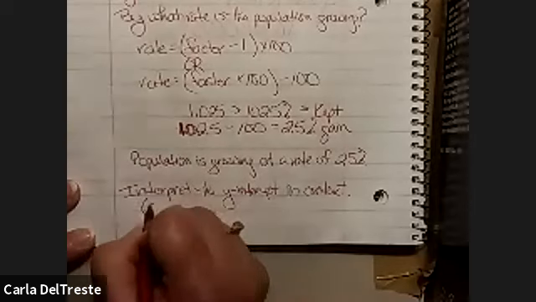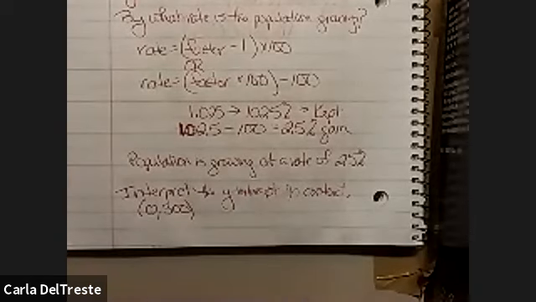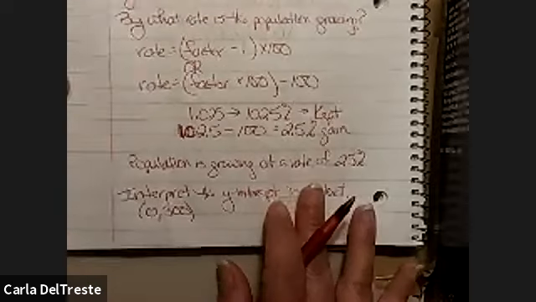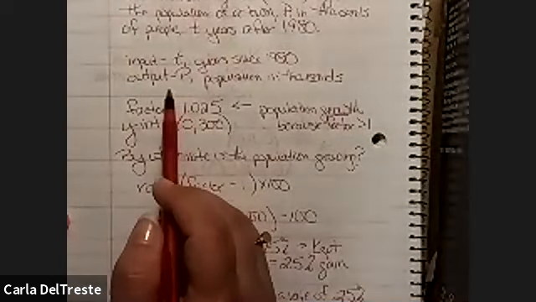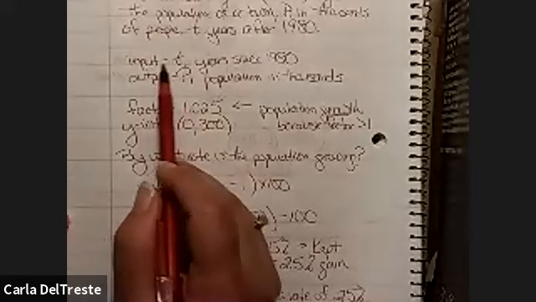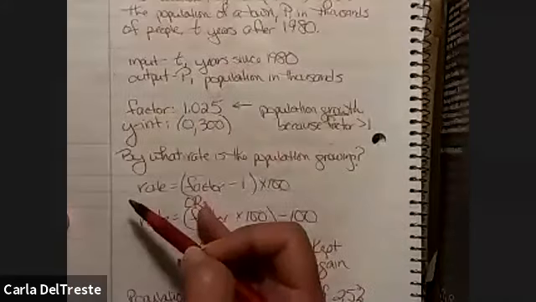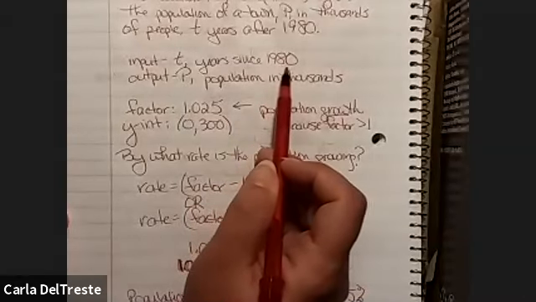So we know what the ordered pair is. We had that stated before. It's (0, 300). Basically, I'm asking 0 what? 300 what? What is the practical meaning of this ordered pair? This is why stating your input and output somewhere before you start will help you, because my input is years since 1980. So if I'm in year 0, that must mean I'm in 1980, because no years have gone by.